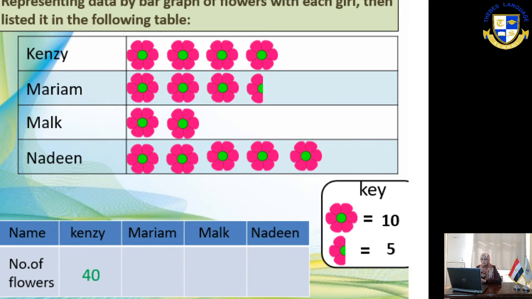So for Kinsey, 40. For Maryam, count 10, 20, 30, and half a flower. The half a flower is 5. So 10, 20, 30, and 5 equals 35. For Malak, it's 10 and 20. Malak has 20 flowers. For Nadine, she has 10, 20, 30, 40, and 50. She has 50 flowers.